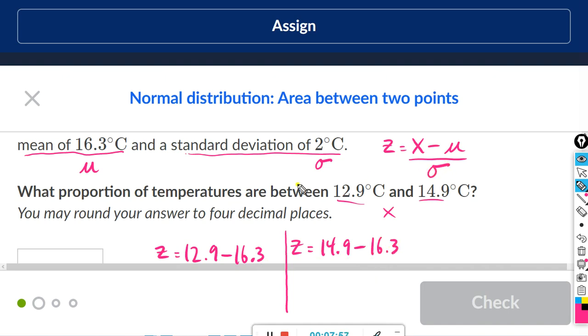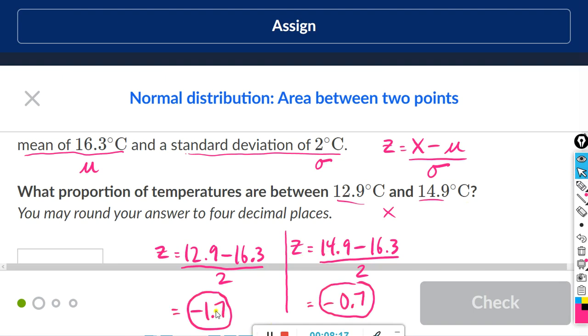And then divided by sigma. So we're dividing by 2. Okay, both of these I'm going to do in the calculator. Remember, when you subtract, hit equals and then divide by 2. Okay, so our 2 z-scores are negative 1.7 and negative 0.7.